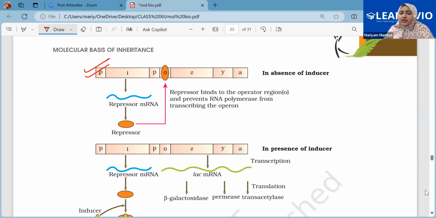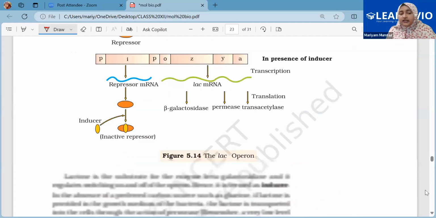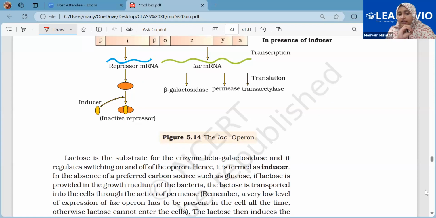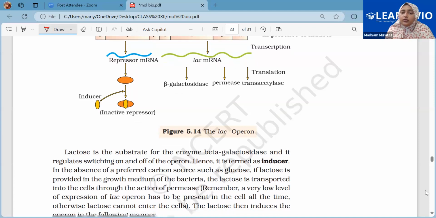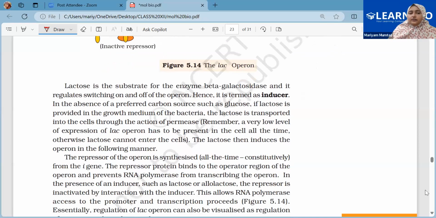So here, the repressor, when it binds to the operator region, gene expression will not happen. But if the inducer gets to the repressor and blocks it, then the whole thing will be carried forward. Now, lactose is the substrate for the enzyme beta-galactosidase, and it regulates switching on and off of the operon. Hence, it is termed as the inducer. So, lactose is the inducer.